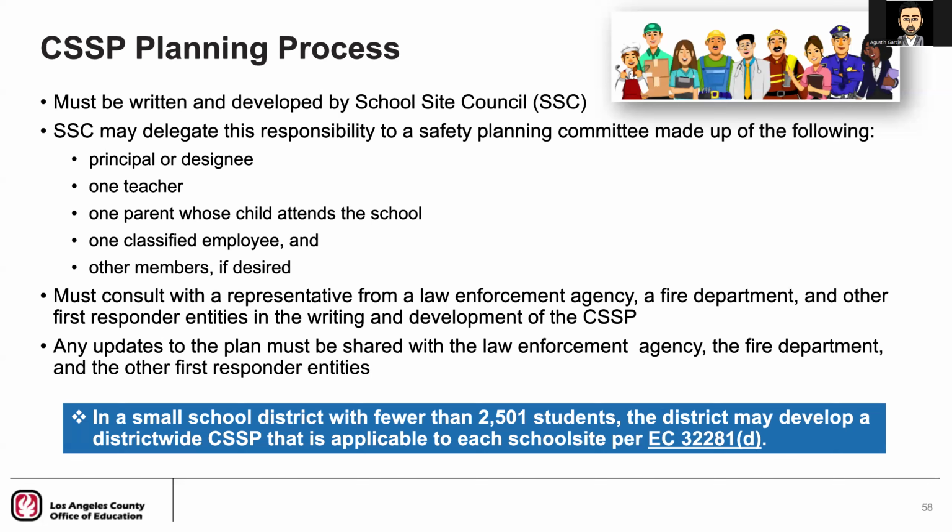Lastly, in a school district with fewer than 2,501 units of average daily attendance, there may be one district-wide comprehensive school safety plan for all schools within the district. So in that case, the district-wide plan would be developed by the district rather than the School Site Council or school safety planning committee.